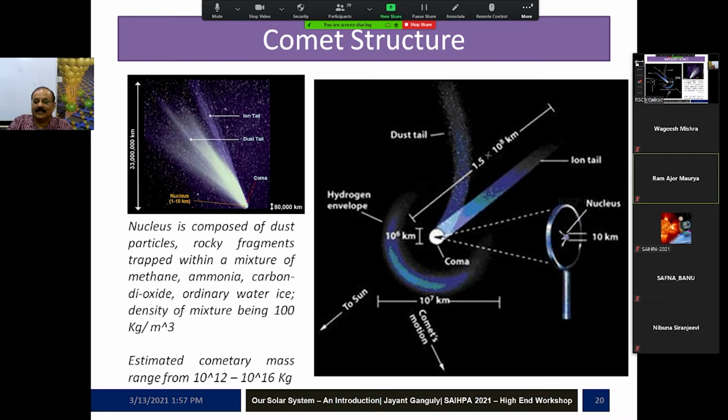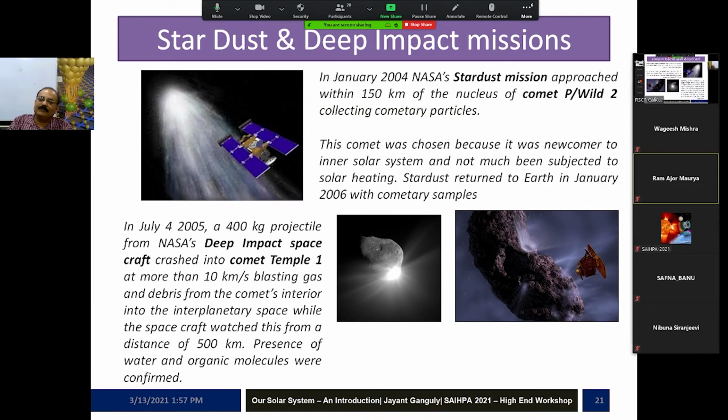As you can see, they come in a great range of masses, say 10 to the 12 to 10 to the 16 kg, and their density also varies, but they come in a class. But anyway, it is not like a rocky thing. It is always mostly made up of water, ice, and dust particles.